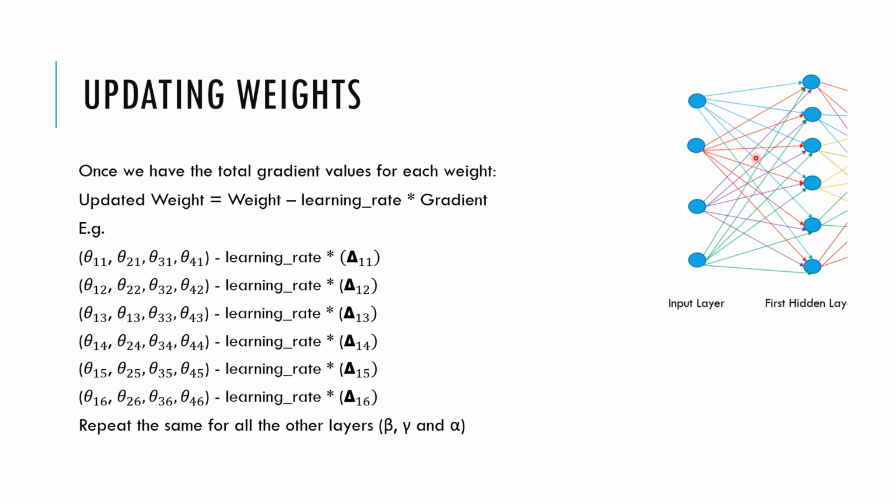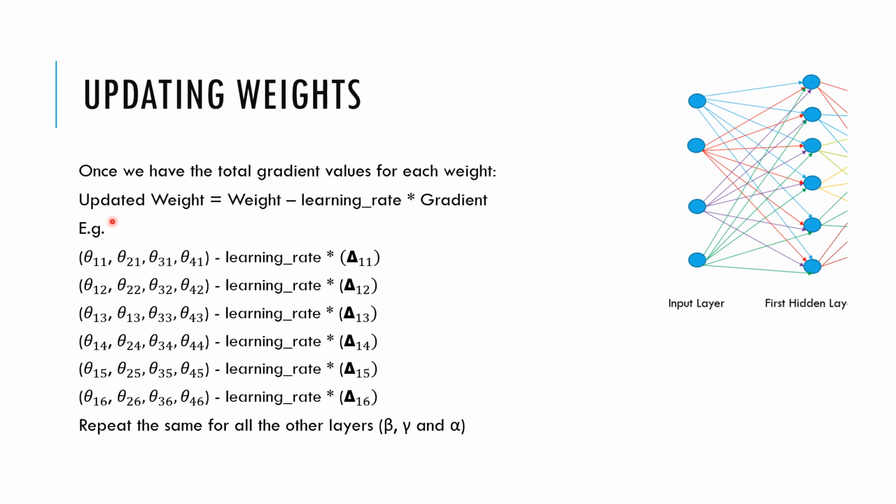So we repeat the same process. Here is what we just went through. This is the first hidden layer, and these are all our input layer. So this one is connected to the 4 inputs. We have theta 1,1, theta 2,1, theta 3,1, theta 4,1, minus learning rate into that gradient. The gradient also has 4 values, if you remember, so we multiply, and each will be deducted from the respective values. We do the same thing for this node, this node, and this node.